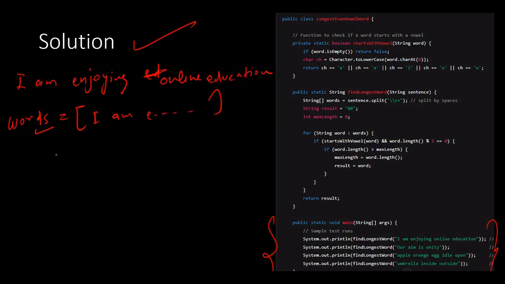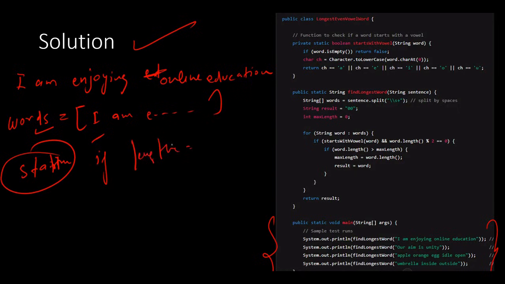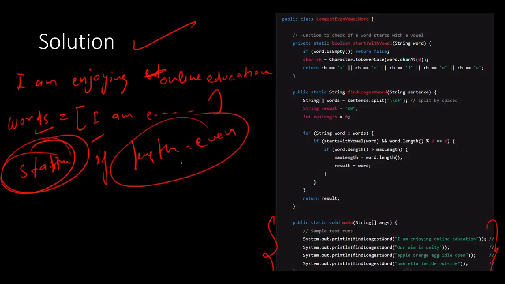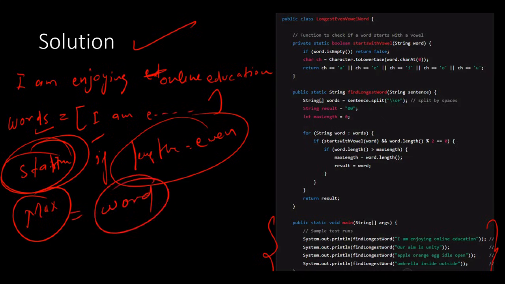After that we will take each and every word one by one. We will check if it is starting with a vowel, because the word should start with a vowel. Then we will check if the length of the word is even. If it is starting with a vowel and the length is even, we will check if it can replace the maximum length. If it is greater than the maximum length, we will update the maximum length and store the word, and it will give us the answer. Very easy.